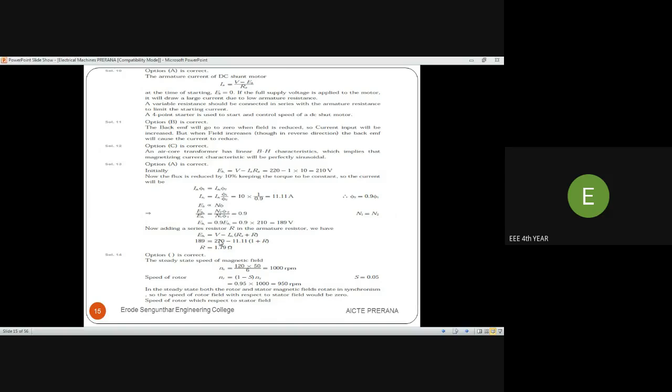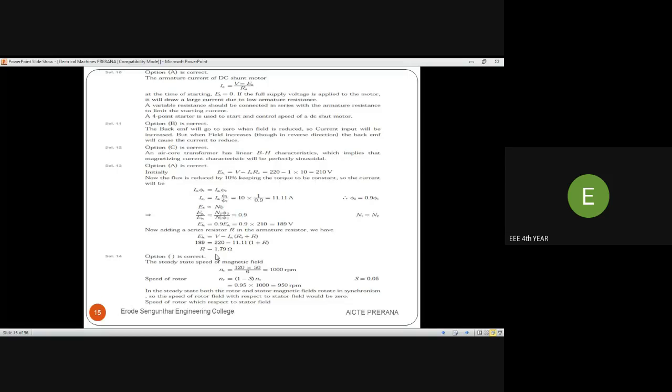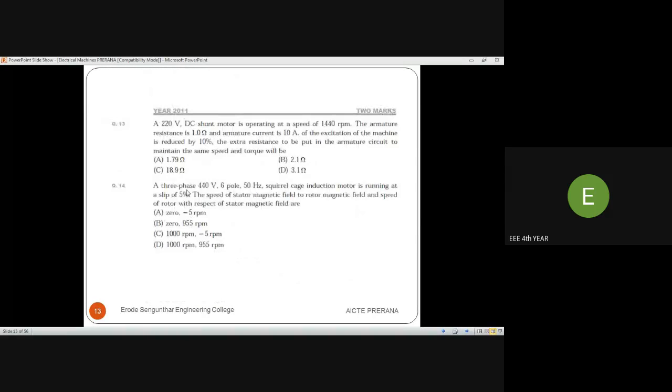Another form of EB2 is V minus IA2 into RA plus the additional resistance. It is the unknown, so we have to find this resistance value. Substituting, 189 equals 220 volts minus 11.11 into 1 plus R. We get the extra resistance to be added in the armature circuit, R equal to 1.79 ohm. So option A is correct, 1.79 ohm.